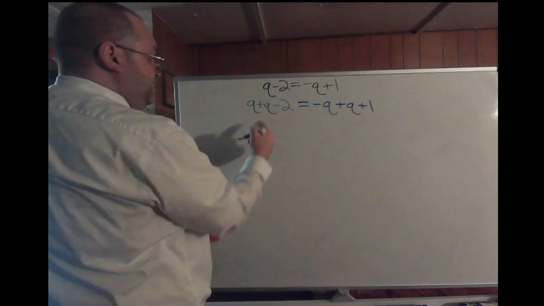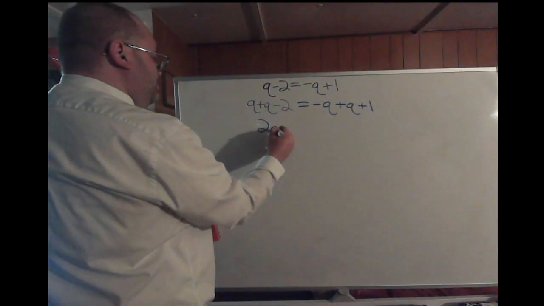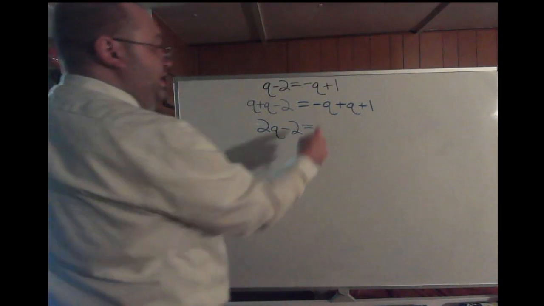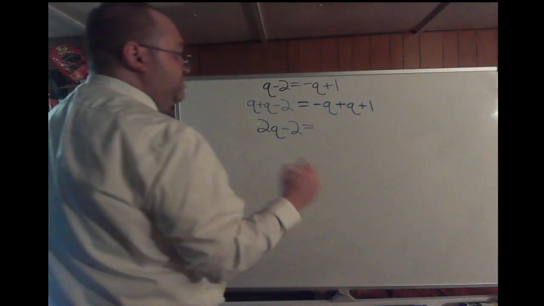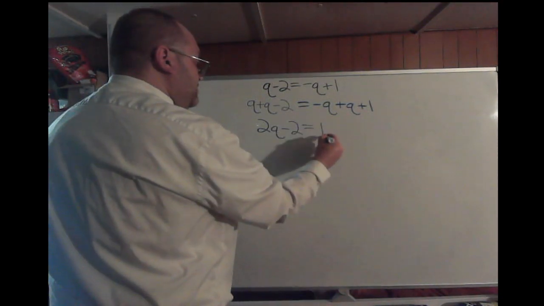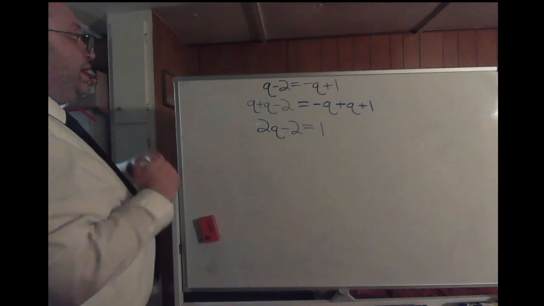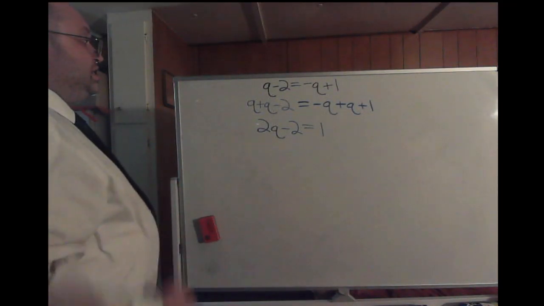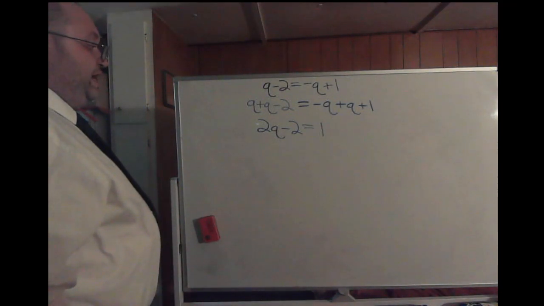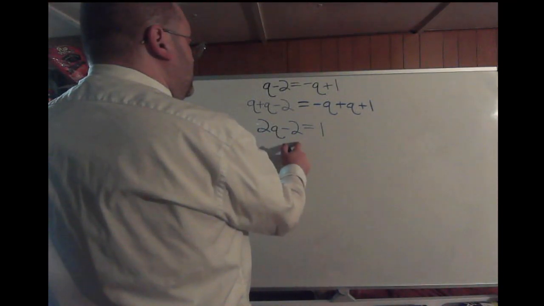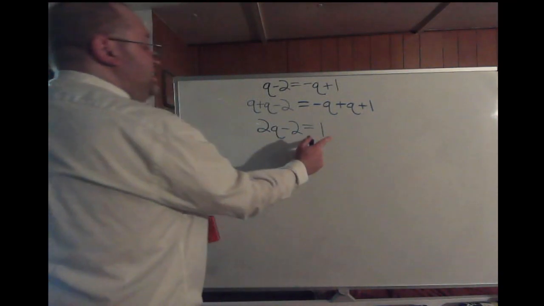Well, q plus q on the left, that's 2q. You have 2q minus 2 is equal to the right-hand side, negative q plus q is 0. You just have 1. So we have 2q minus 2 is equal to positive 1.